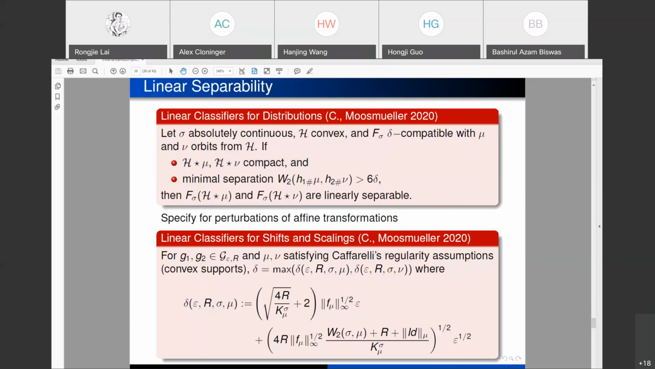this is a convex set, this is a convex set. And thus, by Hahn-Banach theorem, those two sets are linearly separable.